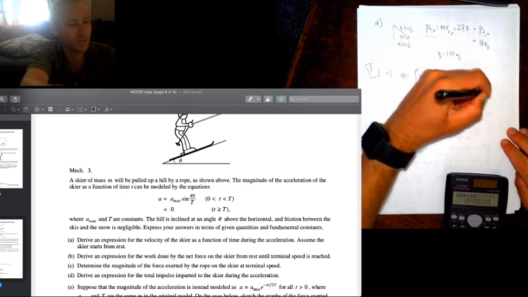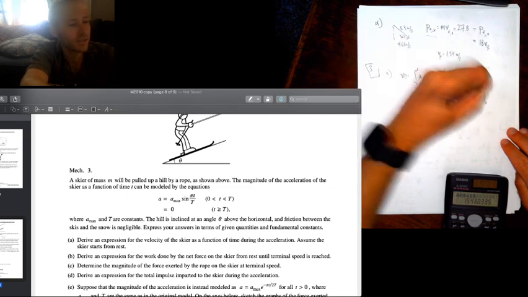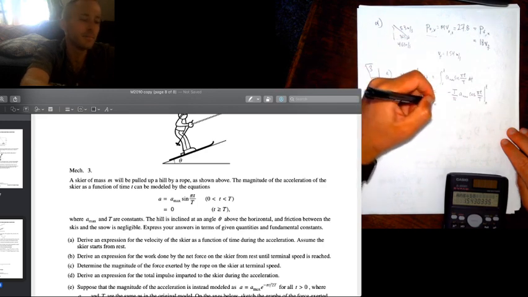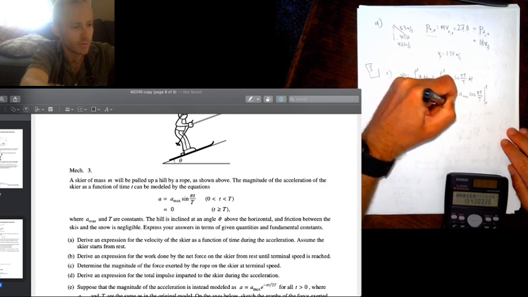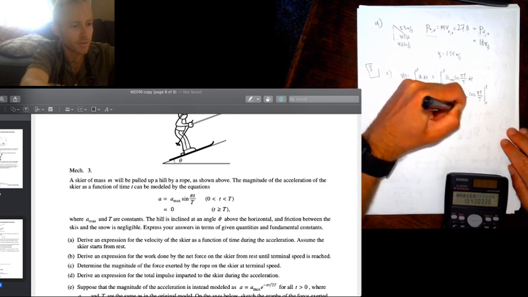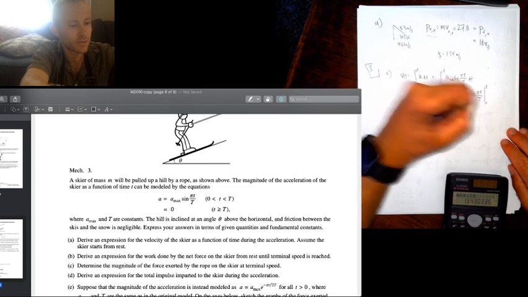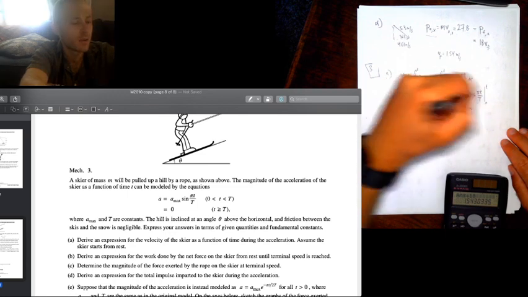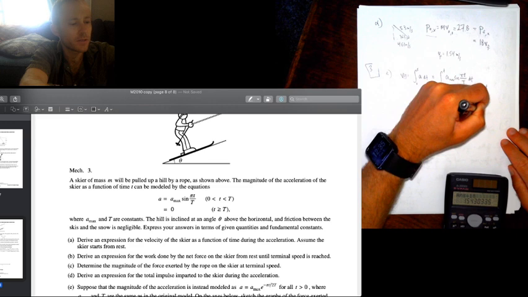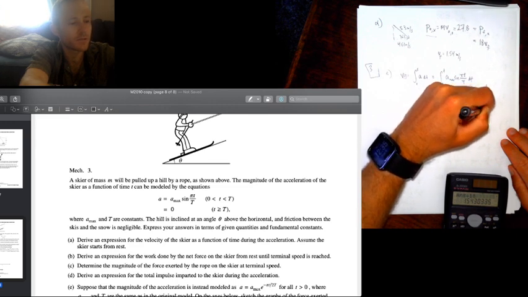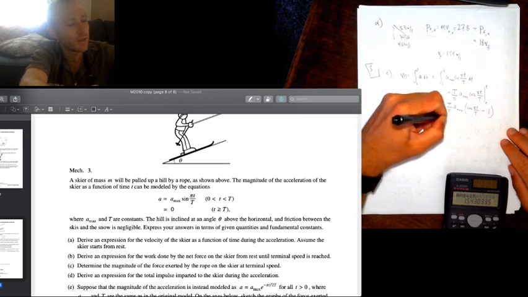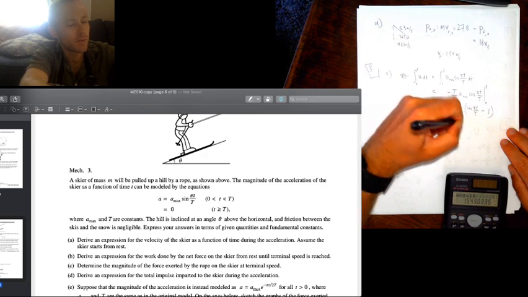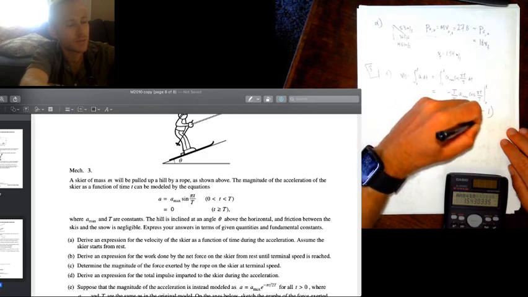And I will not forget my limits of integration like I did yesterday. And so that gives us minus big T over pi, a max, times the quantity cosine of pi t over big T minus 1. So I get a max big T over pi times 1 minus cosine of pi t over big T.